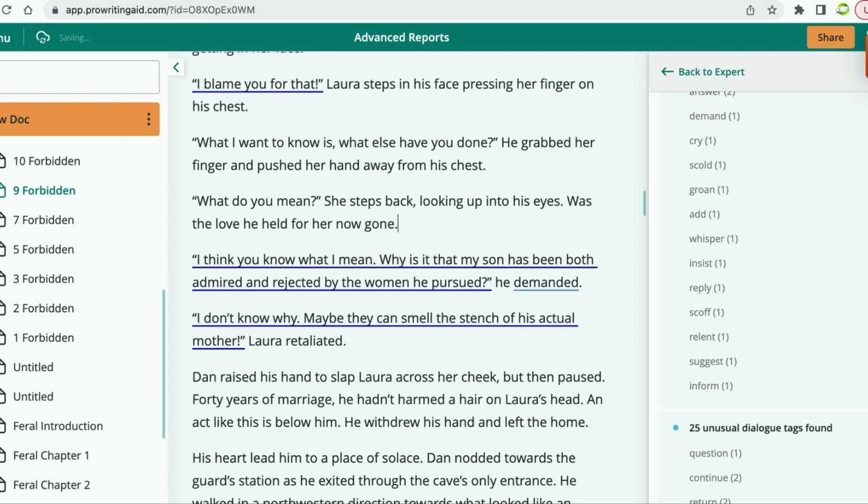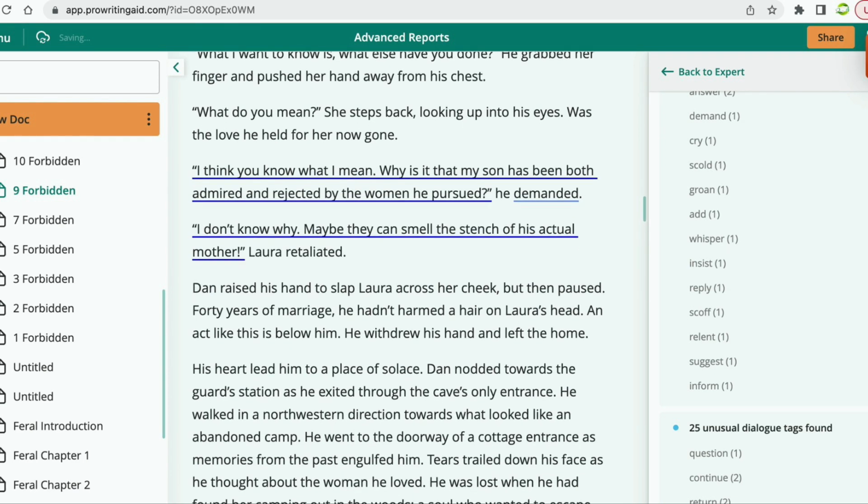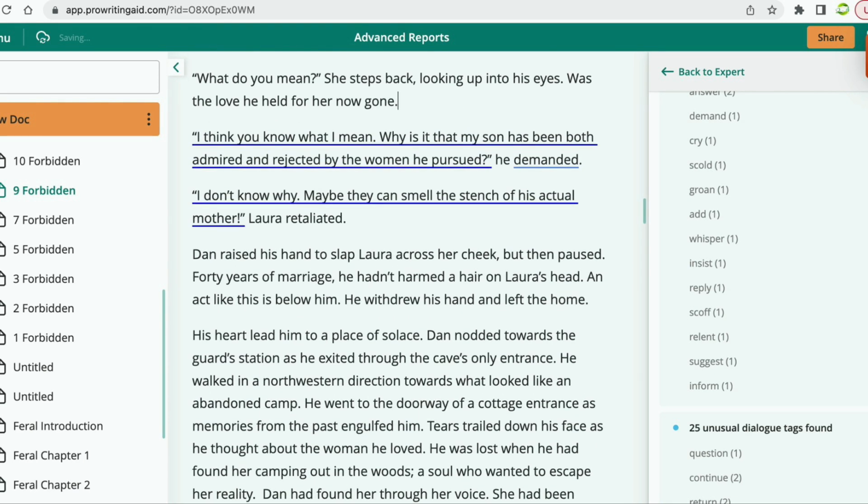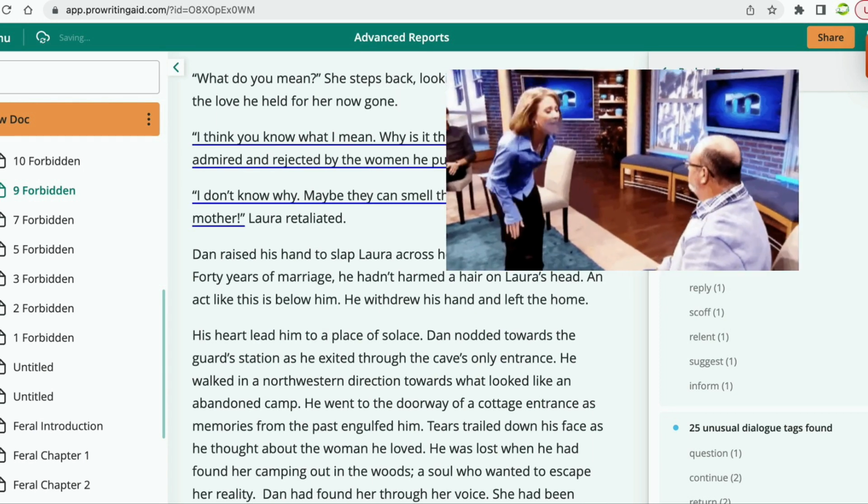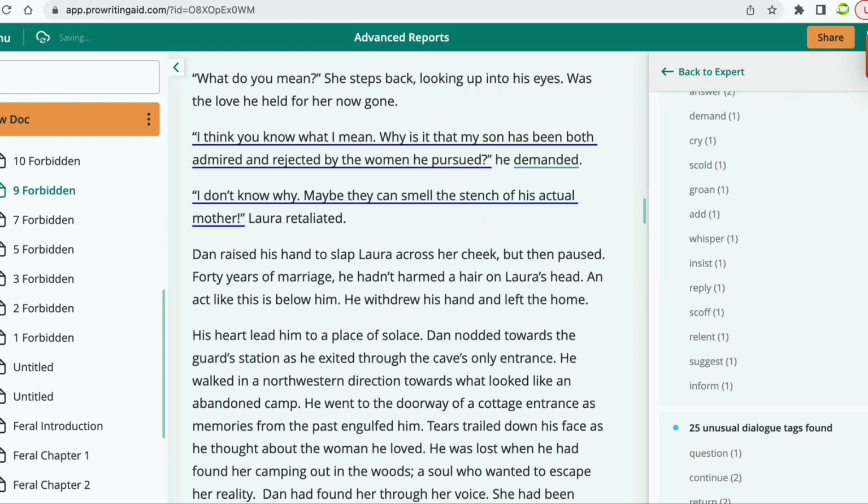Okay, what do you mean? She steps back, looking up into his eyes. Was the love he held for her now gone? I mean, you think about when you get in an argument with your loved one, what are the thoughts and the words that are being exchanged, and what are the feelings behind them? What are the questions that you have?